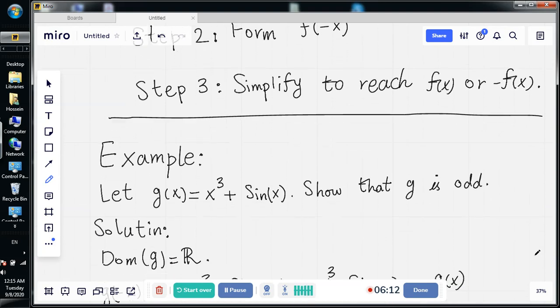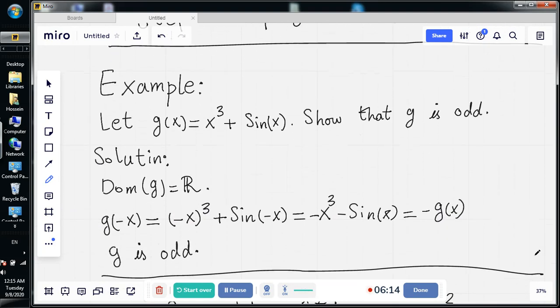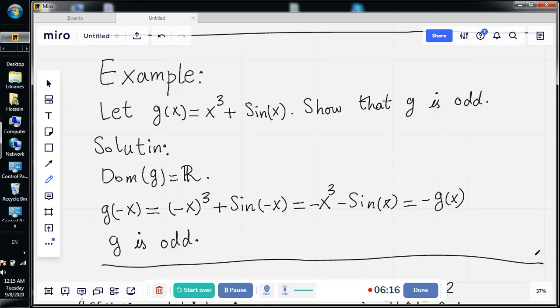Let's try another example. Let g of x be x to the 3 plus sine x. Show that g is an odd function. Again, we start the solution with checking the domain. Domain of g is the set of all real numbers, R. So it's symmetric with respect to the point 0. So g passes the domain test.